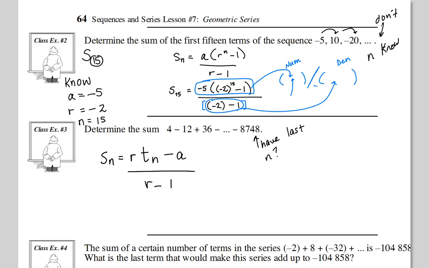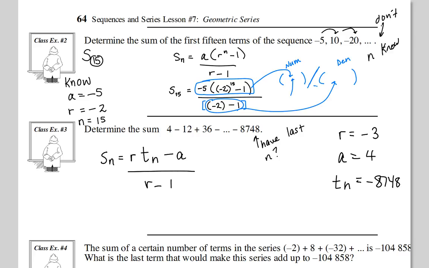Okay, because we know R. What's R? Good, negative 3, because it's alternating signs and being multiplied by 3. A is 4. And we know the last term is negative 8,748.